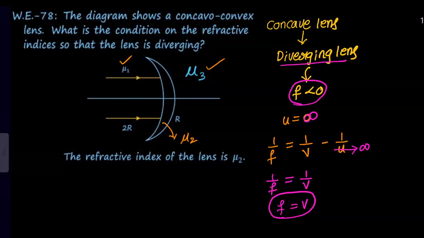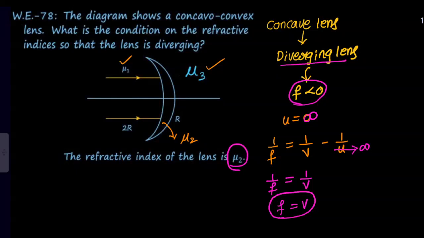Sir, one small doubt. If we take concave or convex lens, generally the second name is considered, sir. Yes, we discussed yesterday that the second name is considered, but it also depends on the mediums. Those values depend on the mediums also. So to make it a concave lens, we need to find the condition on mu2.